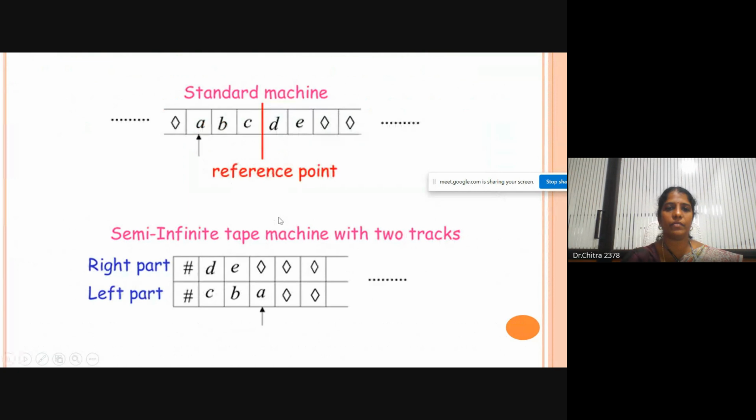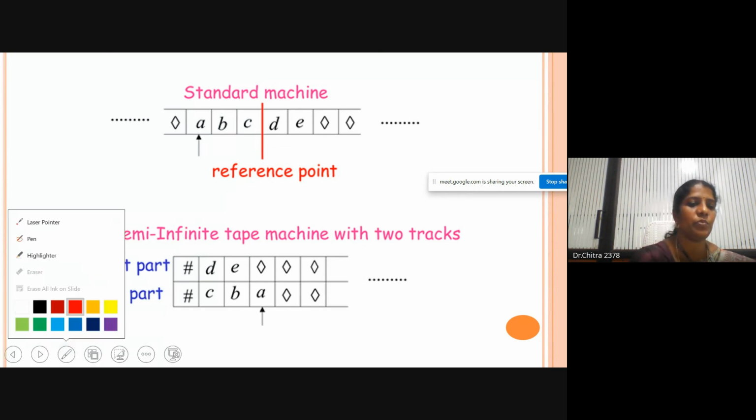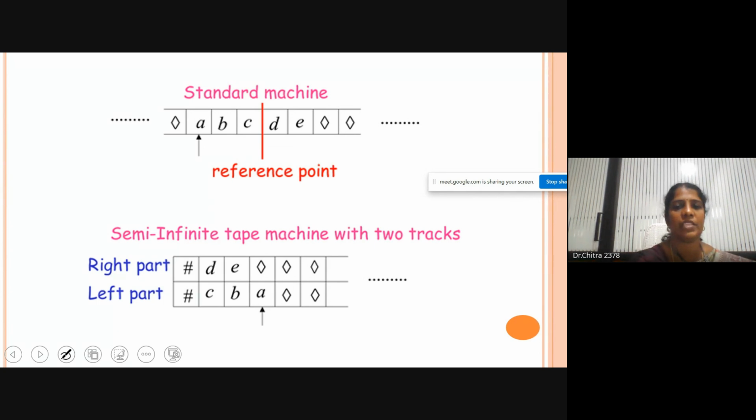Consider this one. Here, any normal Turing machine can be simulated as the semi-infinite Turing machine. That is, we can convert the Turing machine into a semi-infinite one. For example, consider this is the Turing machine and this one is the reference point. From this one, it may move right or left.